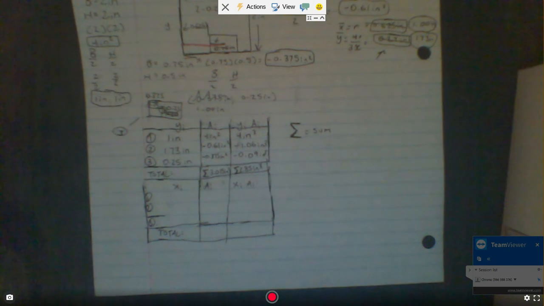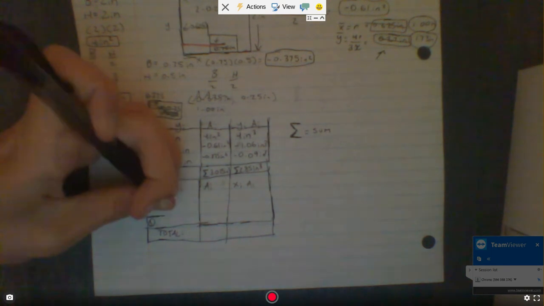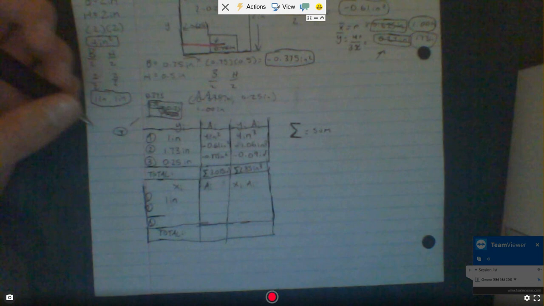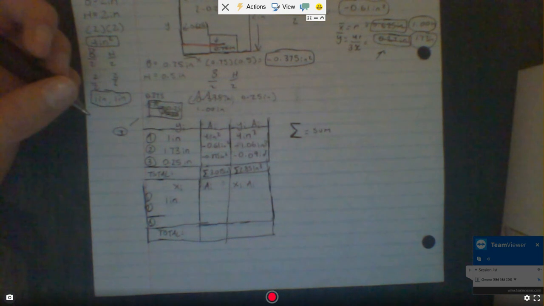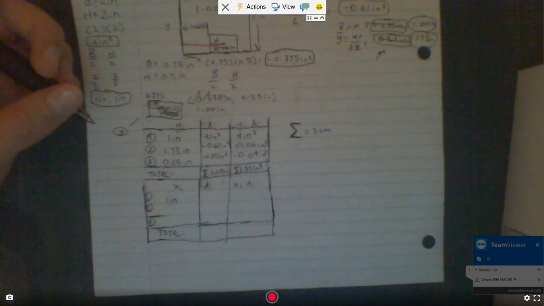The bottom table is the x coordinates. That's what we first need to do. So the x centroid coordinate for shape 1 was still 1 inch. That's why it is a square. And then for shape 2, the x coordinate was also 1 inch.